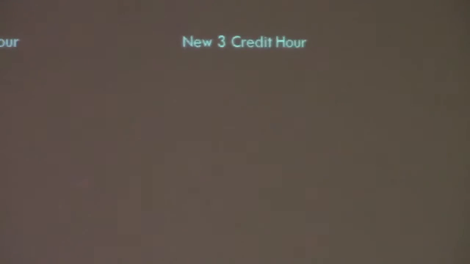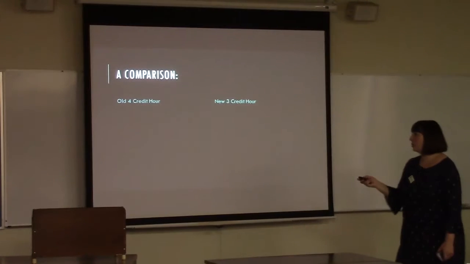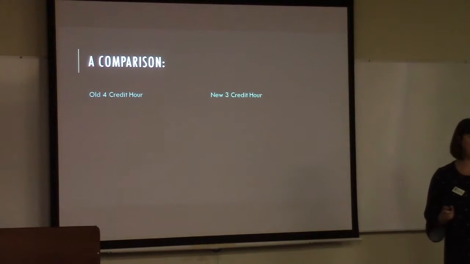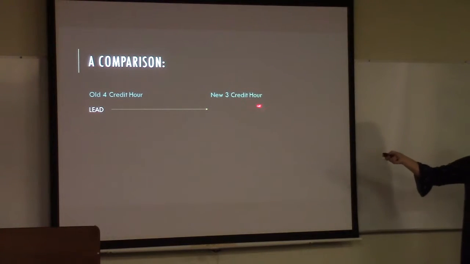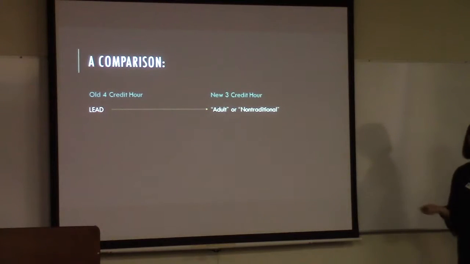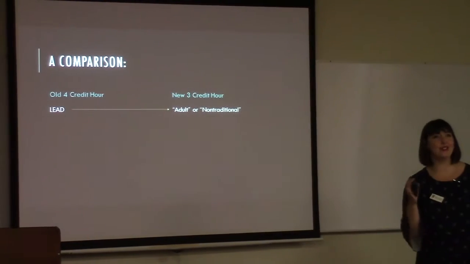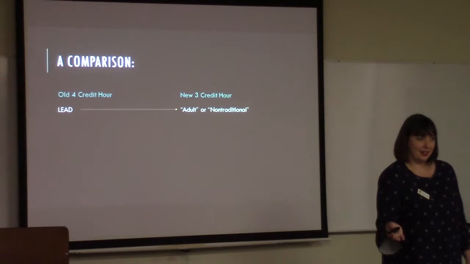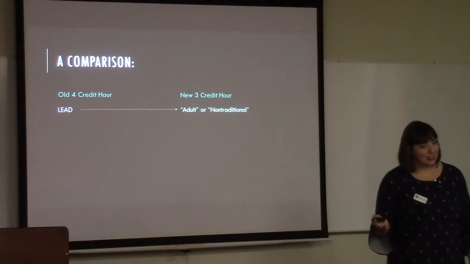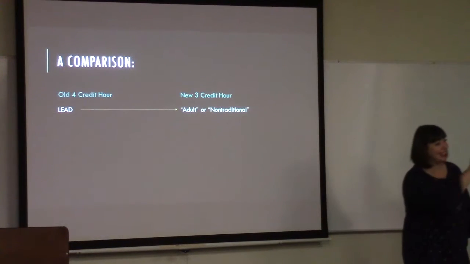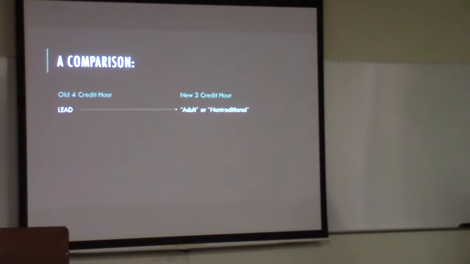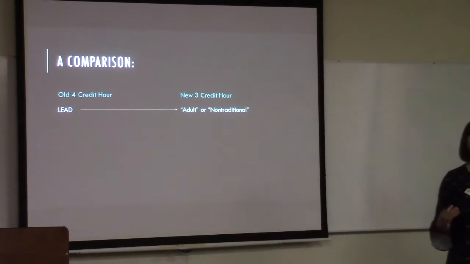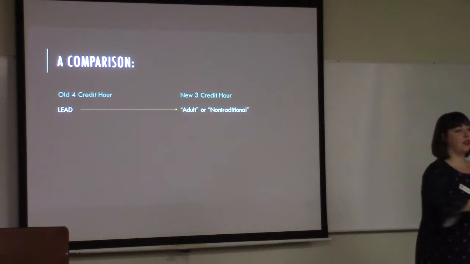So I want to just do a couple of comparisons that I think really make this very clear, right? So we had the old 4-credit-hour program, which was LEAD. Now we have the new 3-credit-hour program, which some people call adult, but it's kind of strange because 18-year-olds are technically adults. My 17-year-old, I don't know if she's an adult yet, but at 18, she'll be an adult. Or you might say non-traditional, right? We like this term accelerated because it really emphasizes the fact that they're all the same courses.